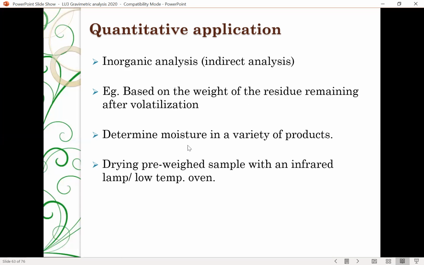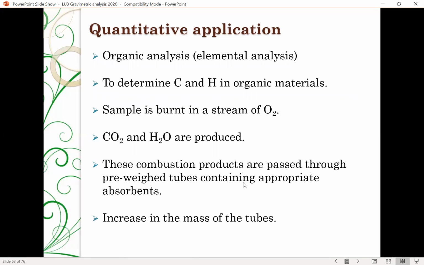In this case, let's say we are determining moisture in a variety of products. We dry the pre-weighed sample with an infrared lamp or low temperature oven. During drying, we determine the mass of our residue and then do some calculation to find out the mass of our volatiles.